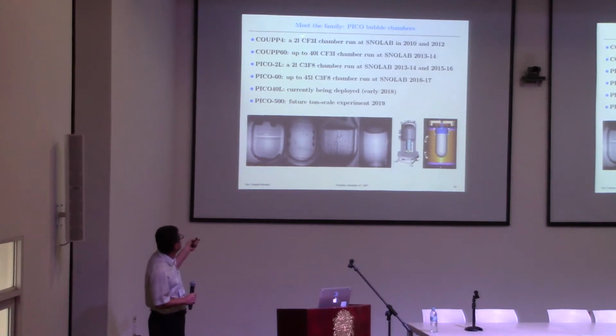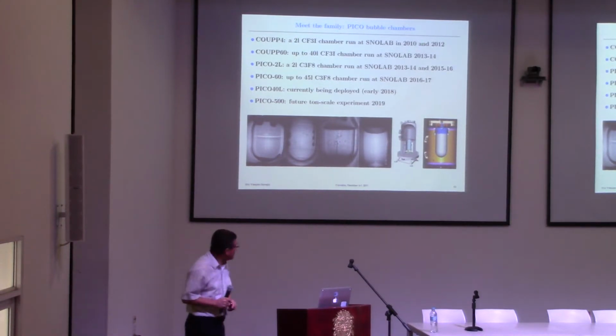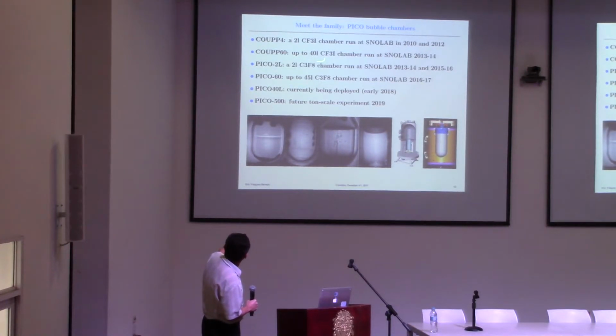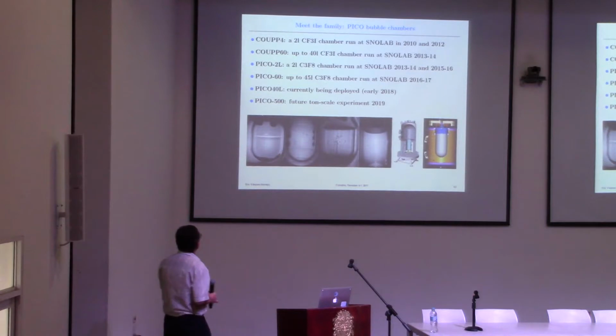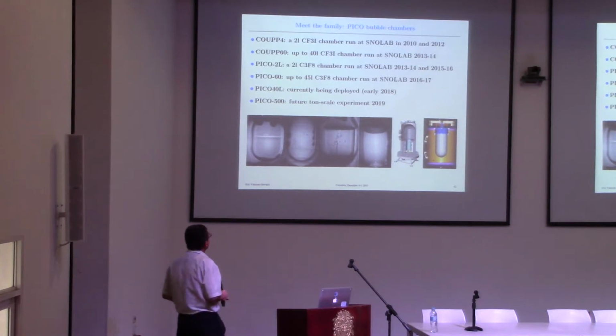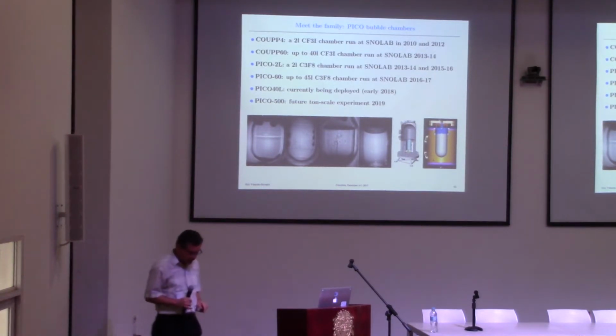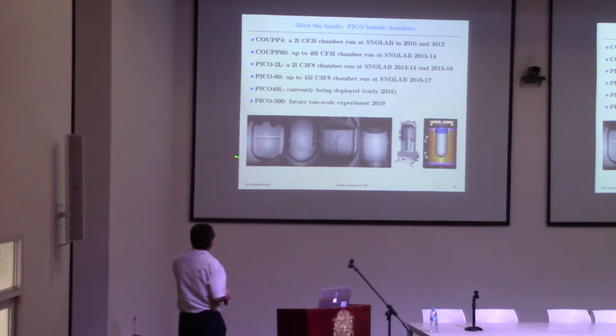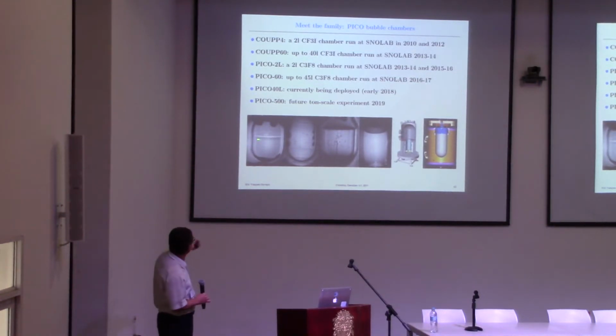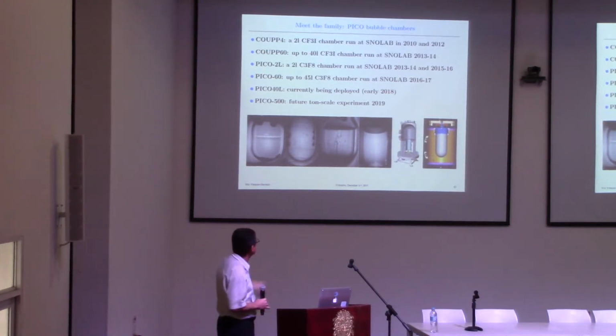We started with a CF3I 2-liter bubble chamber 8 years ago, and then we moved to a 40-liter. We changed fluid to C3F8 to focus on the spin-dependent, and we ran a 2-liter and a 60-liter detector. We are preparing a 40-liter that we are deploying right now at SNOLAB, and it will be operating in early 2018. And as I said, we got funding for PICO-500, our ton-scale detector. This is 2 liters, this is 40 liters, and this is 2 liters again, and this is 60 kilograms, about 40 liters. We're preparing this PICO-40 with a different technology.